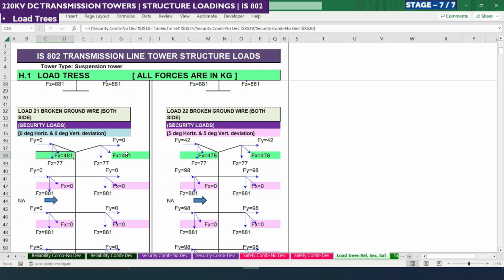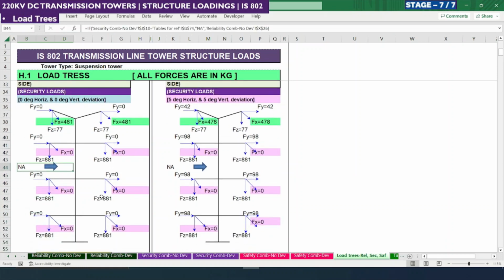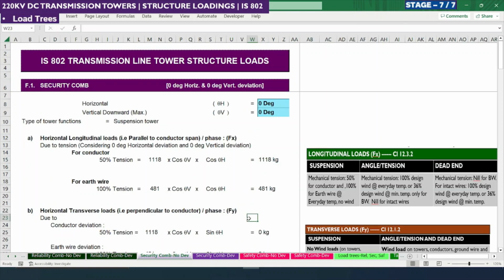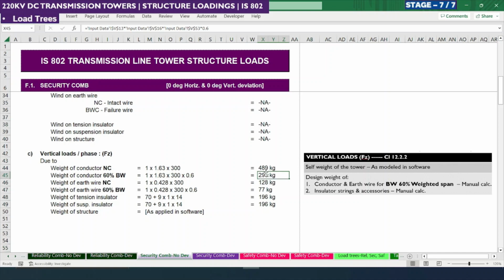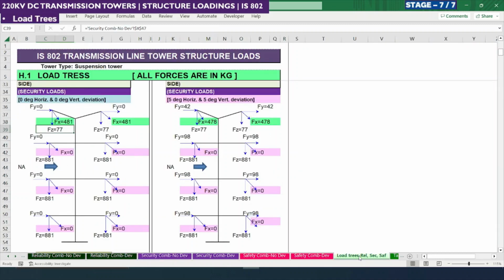So here, in a broken wire condition, we are considering 481. For all the other conductors, the longitudinal forces we need to consider are only 0, as those are not broken. Now coming to the vertical loads, F of Z. The vertical load is common, the same as we calculated already for the earth wire. For broken wire condition we need to consider only 60% of the earth wire span. So it is 77 kg. Here we are considering 77 kg.